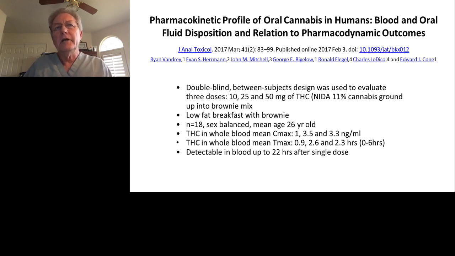In this slide, Vandrey et al. at Johns Hopkins Behavioral Pharmacology Research Unit looked at attempting to characterize the pharmacokinetics of cannabis following oral administration with 3 doses, 10 milligrams, 25 milligrams, and 50 milligrams, in both blood and oral fluid. The results show both the Cmax and Tmax, and times associated with those doses respectively.